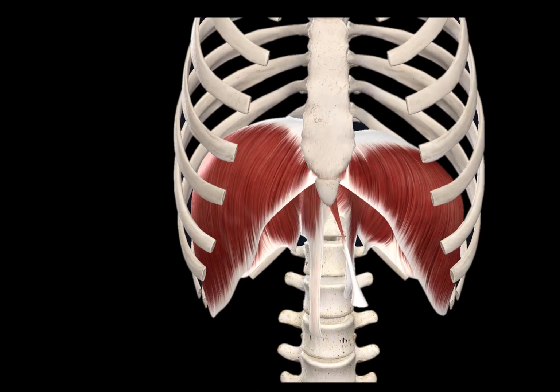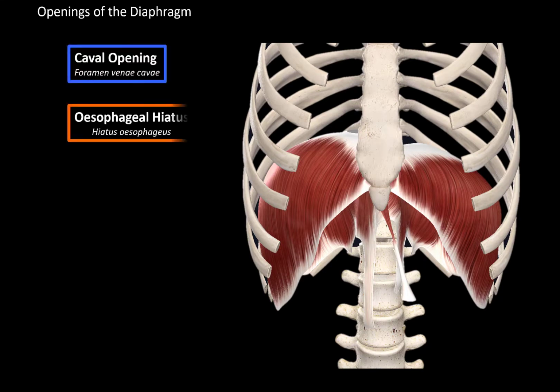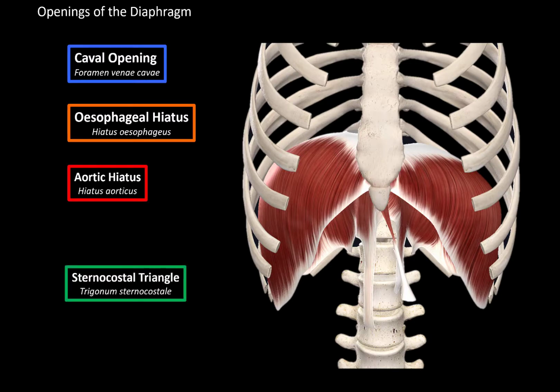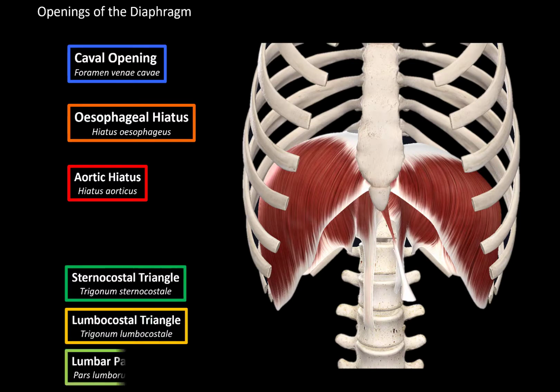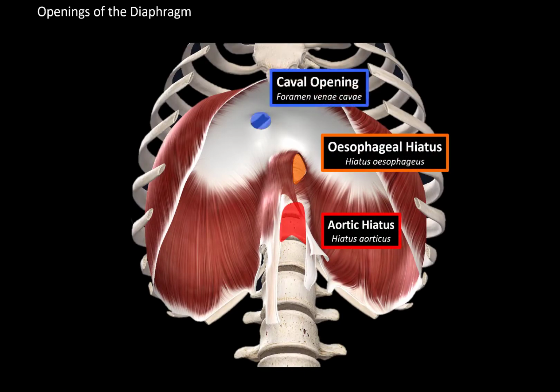Awesome! I hope the diaphragm makes a little more sense now. Now, let's talk about the openings of the diaphragm. The main openings here are the caval openings, or foramen vena cava, the esophageal hiatus, and the aortic hiatus. Other openings we can find are the sternocostal triangle and the lumbocostal triangle, as well as small openings on the lumbar part as well. So let's start by looking at the diaphragm from this perspective. We will see that it looks like this. Again, the three main openings are the aortic hiatus, esophageal hiatus, and the caval opening.